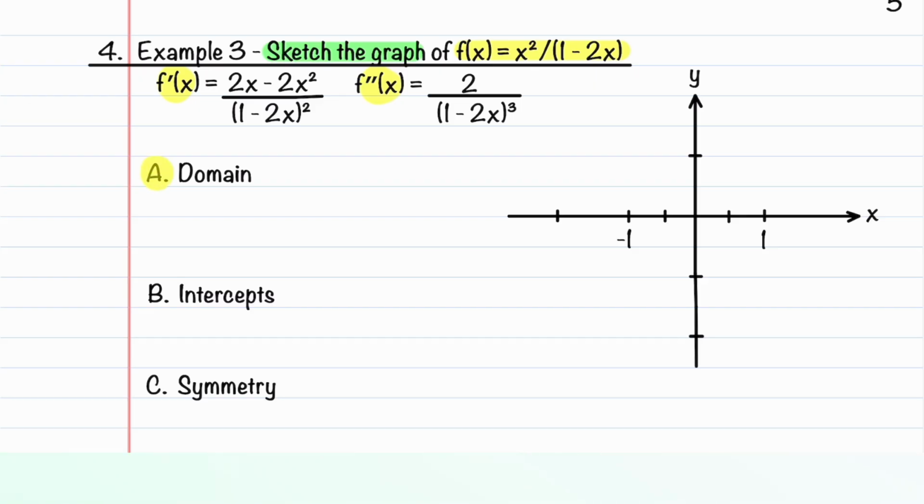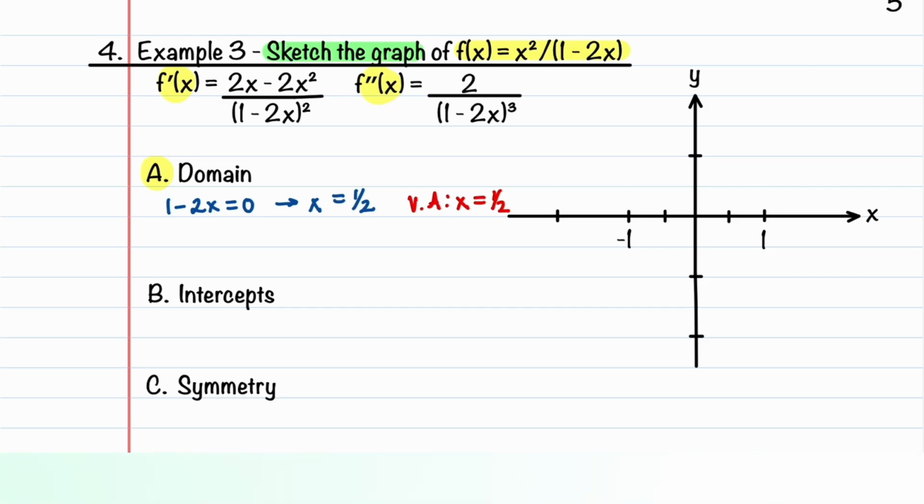We're going to start by looking at the domain. Whenever you look at the domain of a function, you always need to be concerned where the denominator is equal to 0. So let's take the denominator of our function, 1 minus 2x, and set it equal to 0, and that gives us that x is equal to 1/2. This means that we are going to have a vertical asymptote at x is equal to 1/2 because our function is not defined at that point.